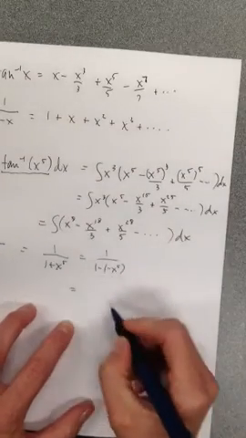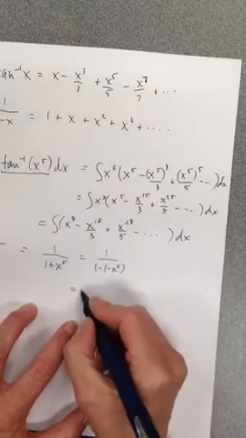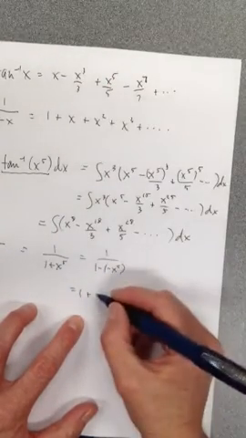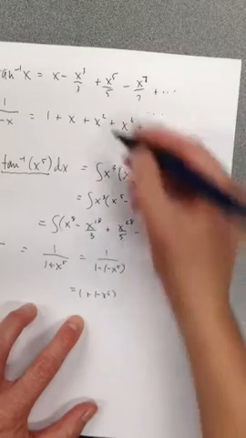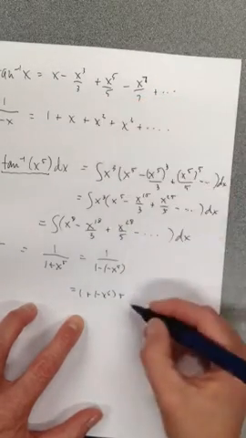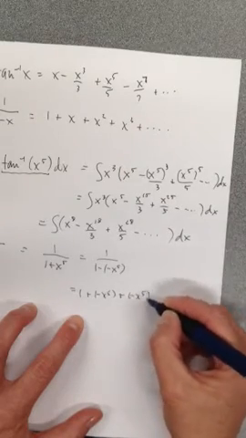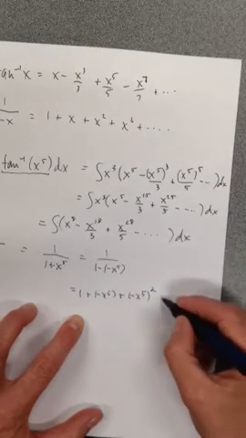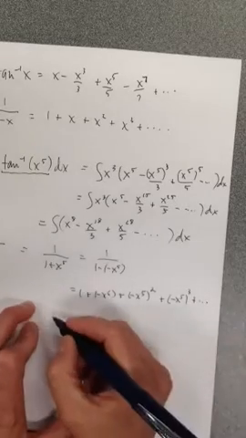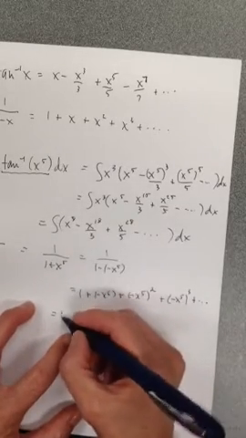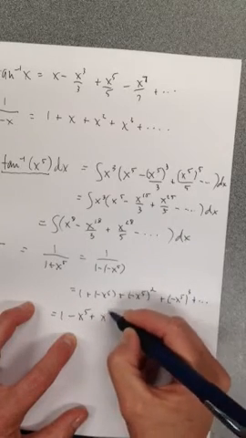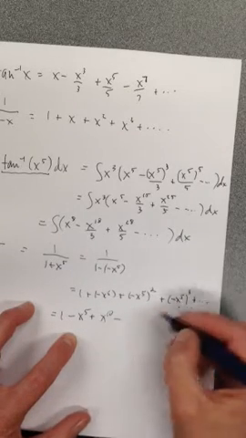So this will equal 1 plus negative x to the fifth plus negative x to the fifth squared, and so on. And so then what I would have is 1 minus x to the fifth plus x to the 10th minus x to the 15th, and so on.